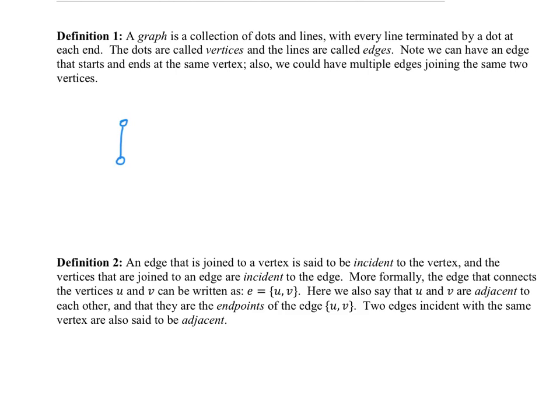Now, you could also have some funny graphs. You could have a graph with multiple edges joining the same 2 vertices. So that's allowed. You could have another graph where you have 2 edges between the same 2 vertices. You can also have a graph where you have a self edge. So you can have an edge that comes back to the same vertex. So these are all examples of graphs.